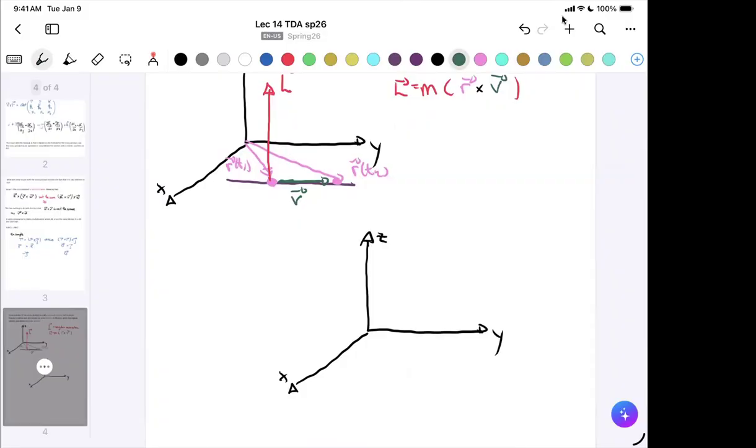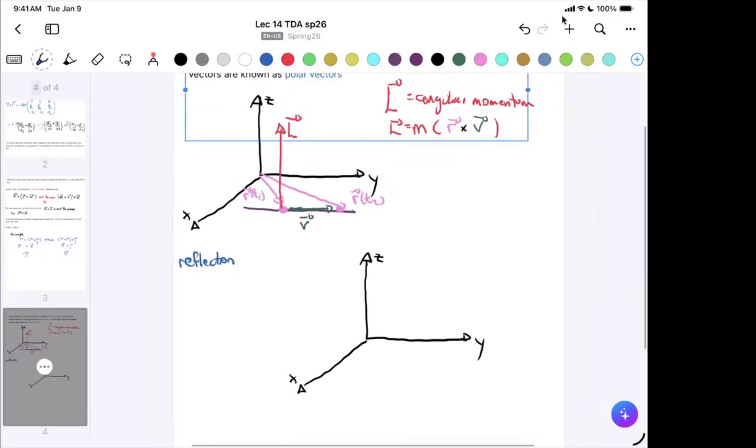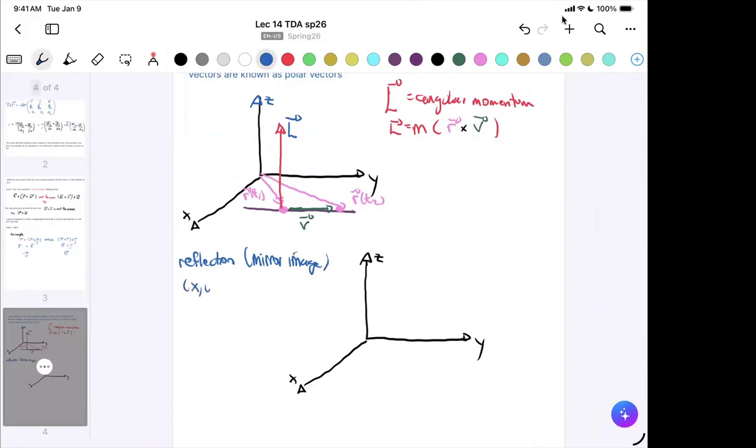So what I'm going to do next is called a reflection. And what a reflection does is it changes the point x, y, z into the point minus x, minus y, minus z. You should think about it as a mirror image of sorts. So x, y, z changes to negative x, negative y, negative z.